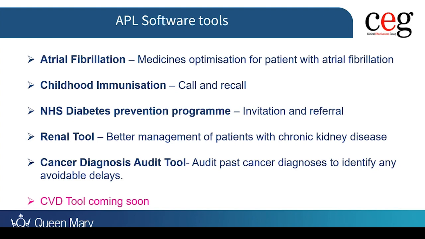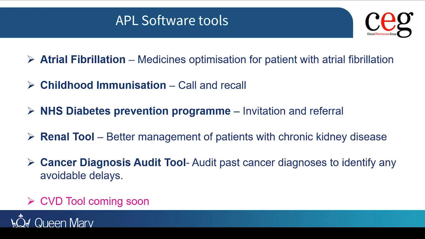The first one we have is the atrial fibrillation, AF, and this helps GPs, pharmacies, ARRS to review their patients with atrial fibrillation and ensure they are on the safest, most effective medication. Then we've got the childhood immunisation one, which helps GP teams to navigate the complex preschool immunization schedules and protect more children with timely routine vaccinations. We've then got the NHS Diabetes Prevention Programme, and that supports GPs to prevent type 2 diabetes in their at-risk patients. So it's more towards the invitation and the referrals.